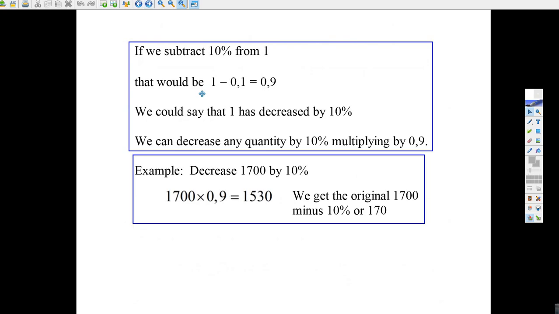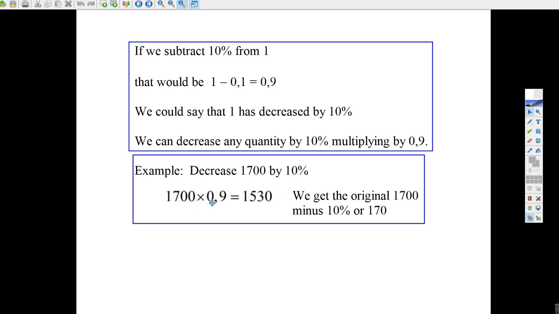What if we wanted to decrease something by 10%? Well, you'd take 1 and subtract 0.1. You'd get 0.9. If you want to decrease something by 10%, multiply it by 0.9, which is 90%. Well, let's try that. Say we wanted to decrease 1,700 by 10%. Well, we go 1,700 times 0.9 is 1,530.